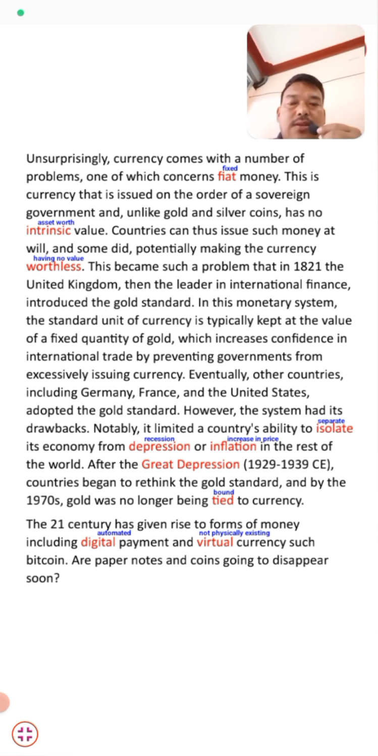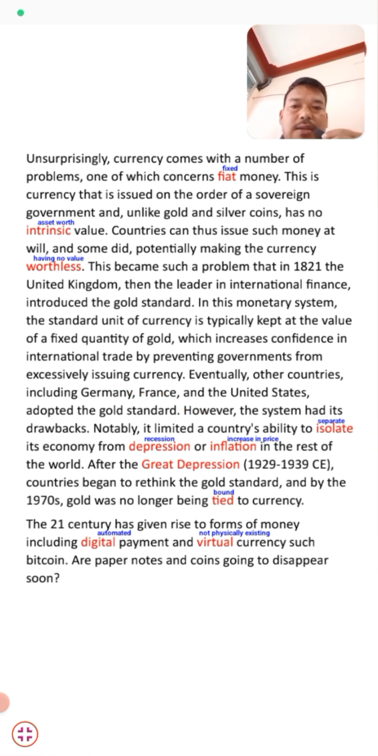Eventually, other countries, including Germany, France, and the United States, adopted the gold standard. Later on, these countries all began using this gold standard as well. By following this monetary policy, they printed their paper notes.